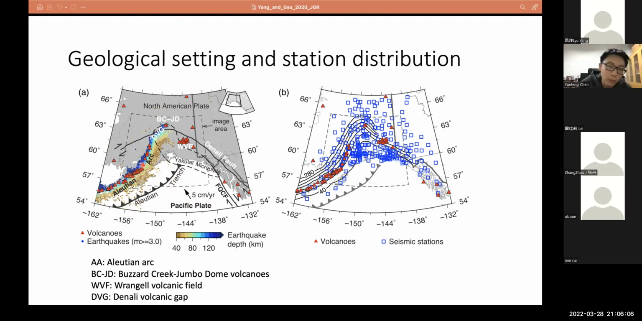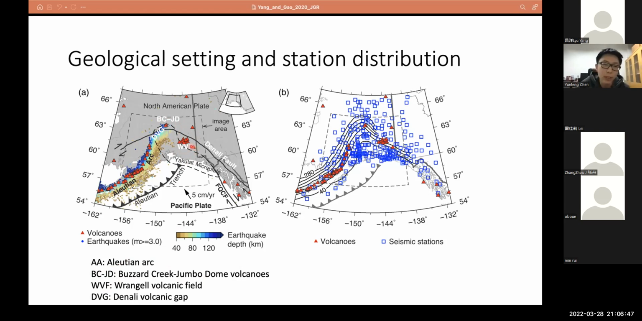We can see that those right triangles are the volcanoes. There are three distinctive volcano clusters. The first one is called the Aleutian Arc, AA here. Then in the northeast, there are two volcano groups called BCJD. The name is quite long, so I just use BCJD for short. And the third group is the WVF group over there. So there are three independent and separate volcano groups in this area.